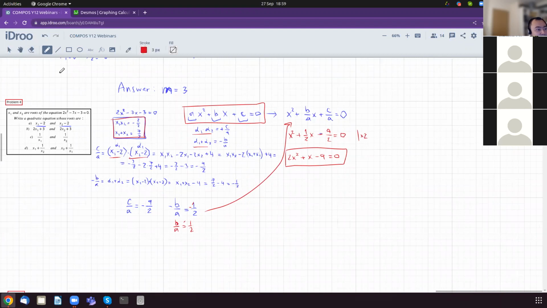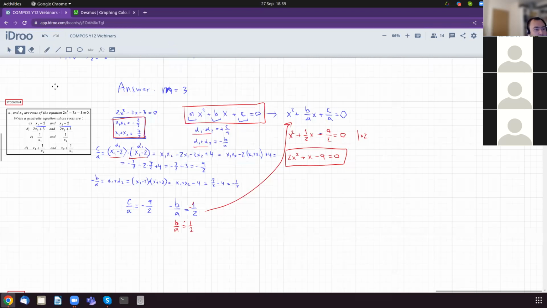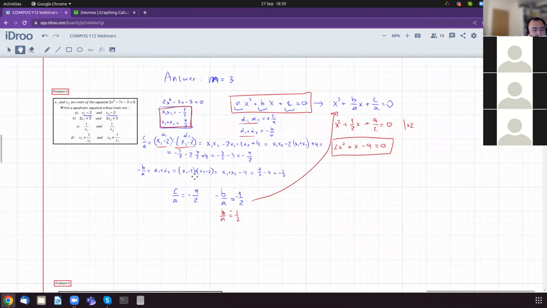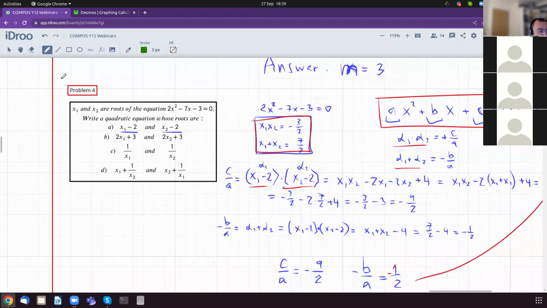Now, what if I said that there's another way of doing the same thing? If you notice that these roots have the same form, it's the same roots minus 2. It looks like we can do a substitution: W is equal to x minus 2.